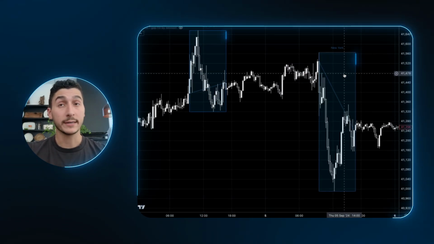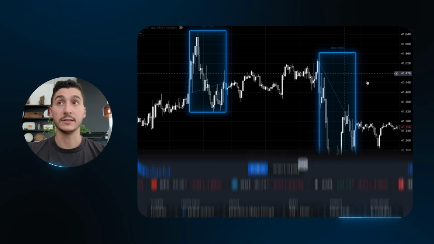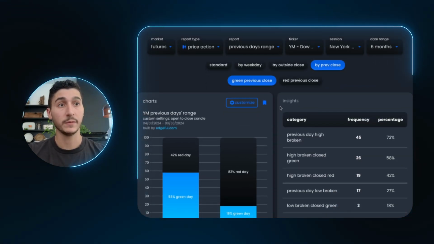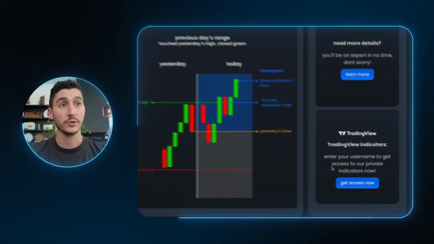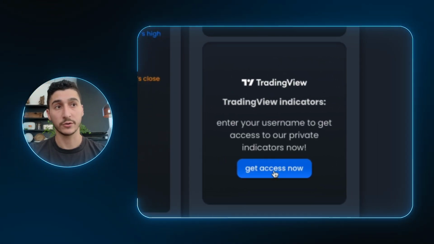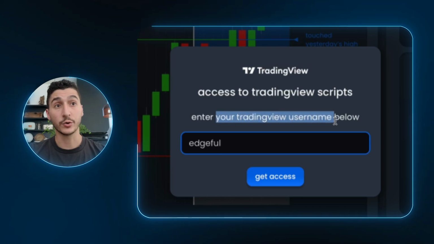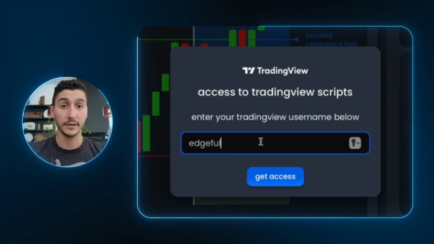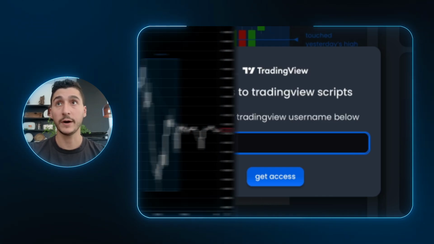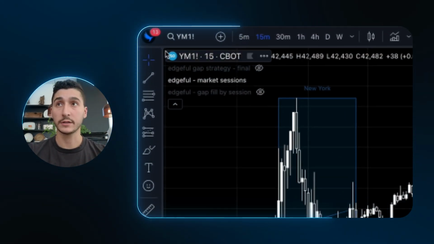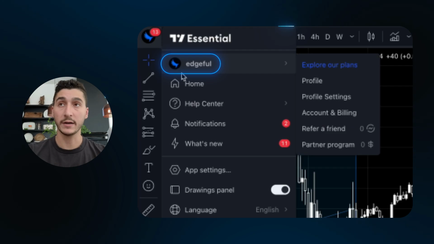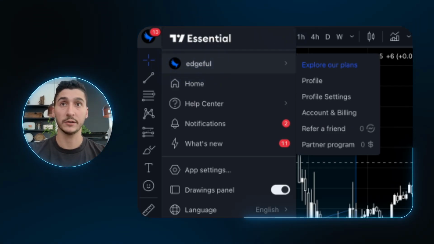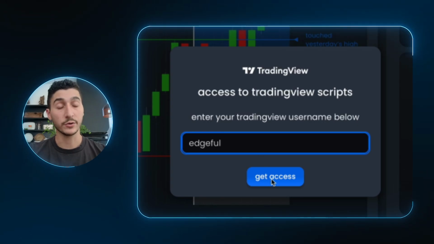Now, the way to get access to these blue boxes is to get access to our TradingView indicators. They are part of the edgeful subscription. So you scroll down here. You can see right here it says TradingView indicators. You click Get Access Now. It says enter your TradingView username. So here you put in your TradingView username. Mine is edgeful. The way you find yours is you go over here to the top left and you click on this, and you can see right here is your TradingView username. Edgeful is mine. Yours obviously will be something else. Once you put that in, you click Get Access.